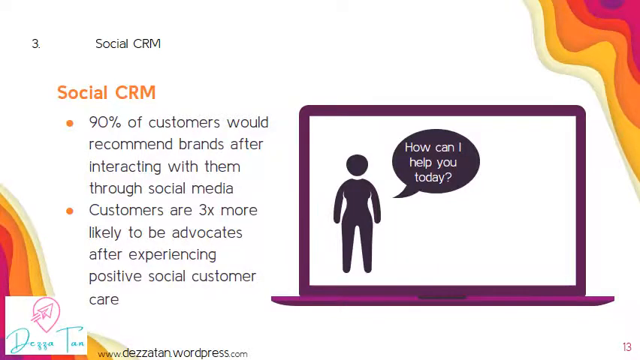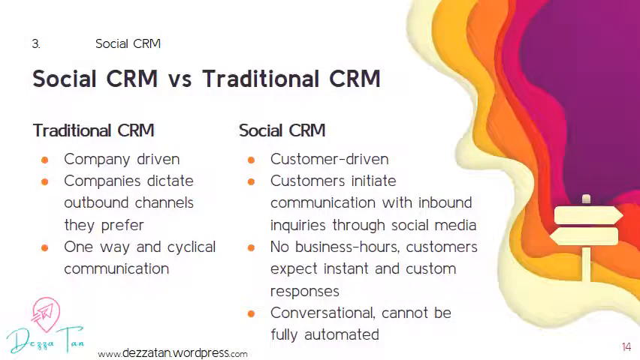A comparison between traditional CRM and social CRM shows that they differ mostly by who drives the interaction. Traditional CRM is company-driven, which means that companies are the ones who dictate outbound channels that they prefer, usually through emails or call centers. It's usually a one-way and cyclical communication since it is automated.